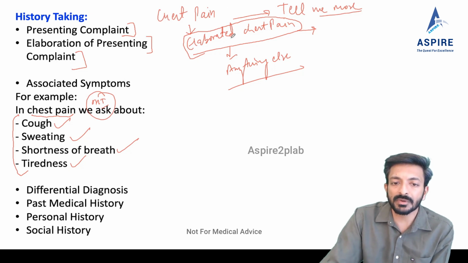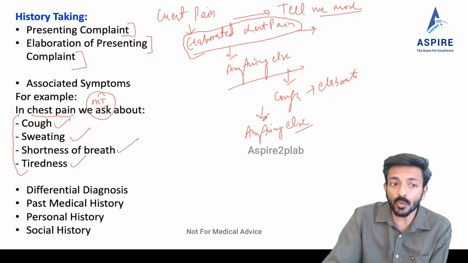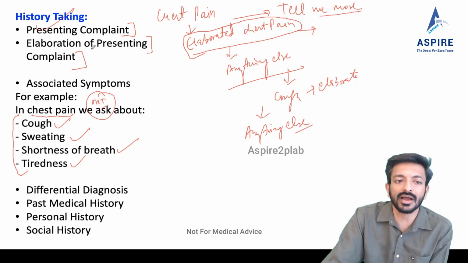So with chest pain, we have elaborated the chest pain. After that, we ask anything else. For example, the patient said cough. So you elaborate the cough as well. After elaboration of cough, you ask another question, anything else? And the patient said, no doctor, nothing else. Now you have done the presenting complaint, you have elaborated all of it. We had presenting complaint chest pain, and presenting complaint cough. We have elaborated these two.